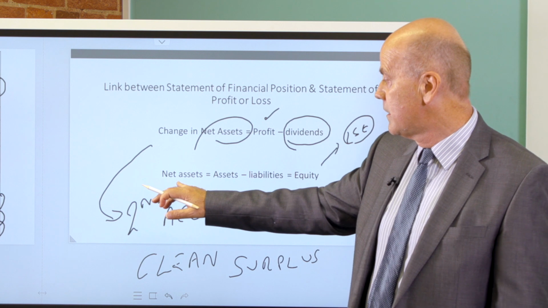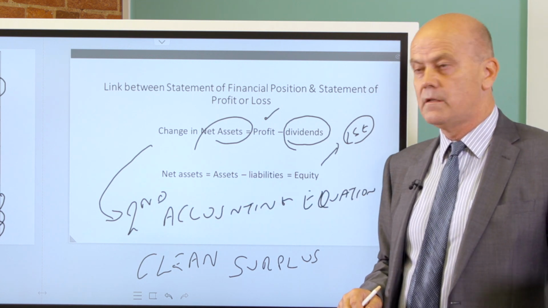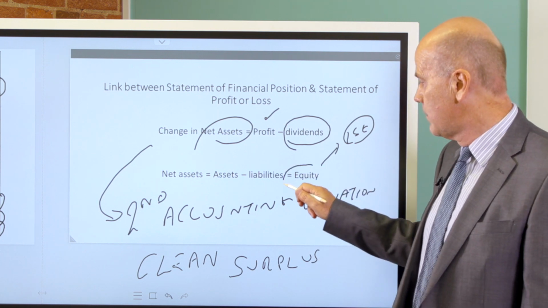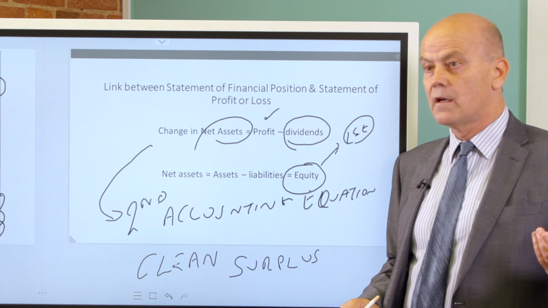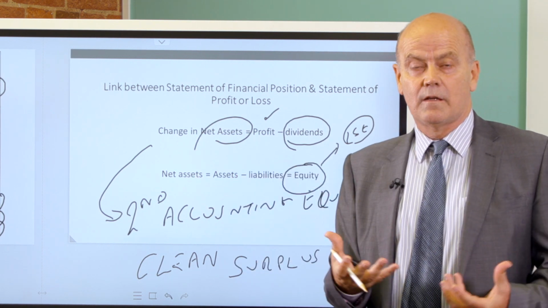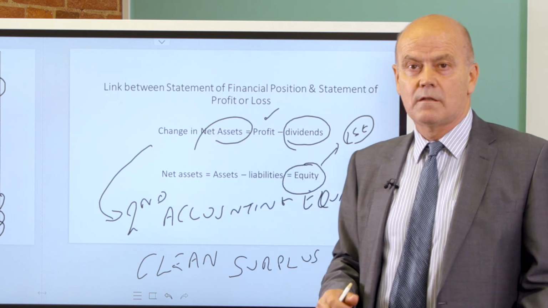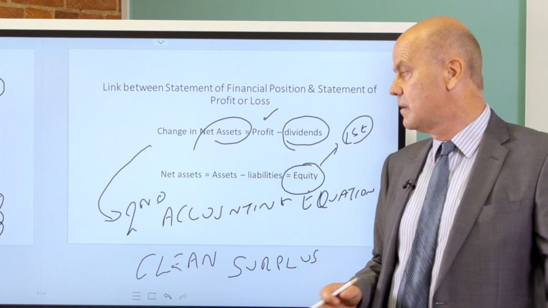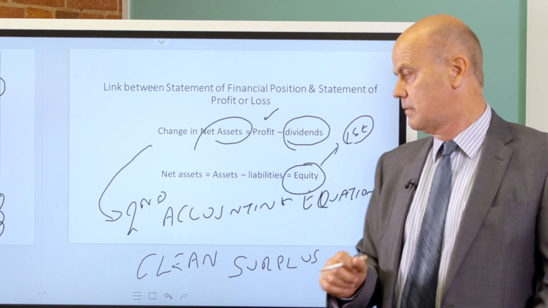The net assets are assets minus liabilities. That equals equity. This is the first equation written again. This is the second equation. But they're connected. Because they're connected, the financial position and the profit and loss are also connected.